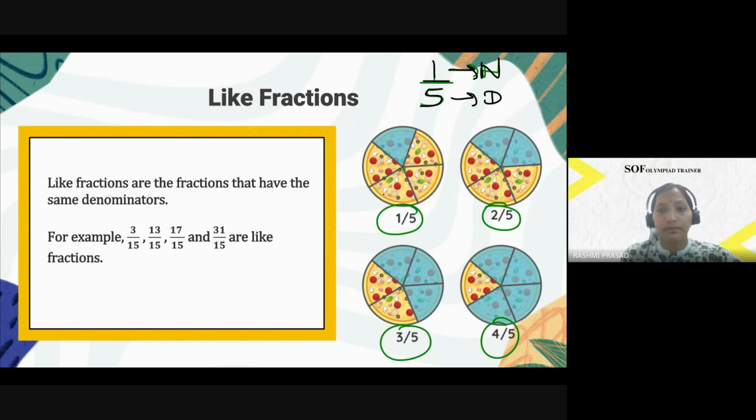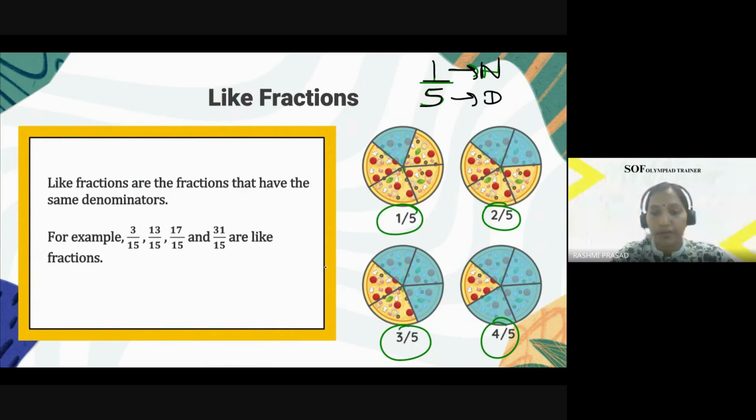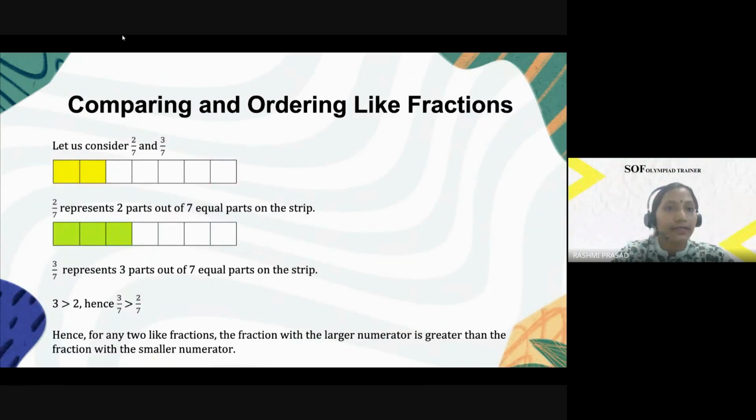So like fraction is basically where the denominators are same, right? Tell me in the chat if anyone did not get it. Roshni, any doubt? Okay, I'm assuming no doubts. Then let's move ahead. Next is comparing and ordering like fractions.